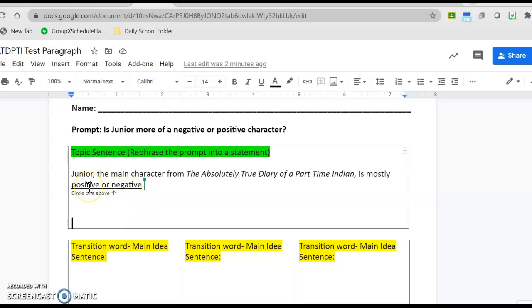Now, see here how I put circle one above? You have to choose one. I did not write this entirely for you. You have to say is mostly positive, period, or is mostly negative, period.